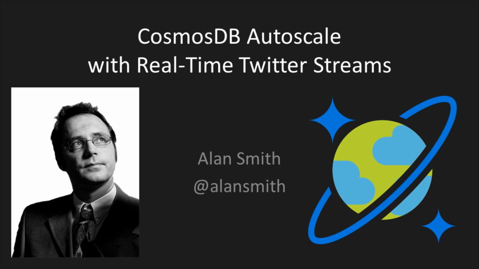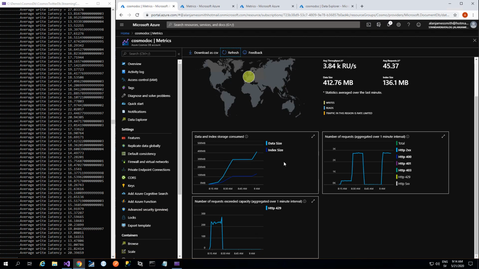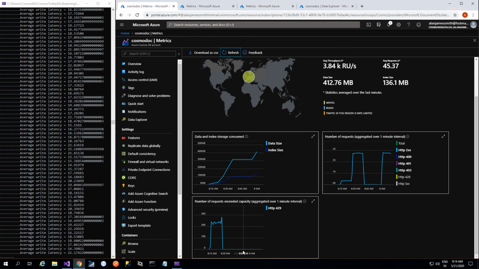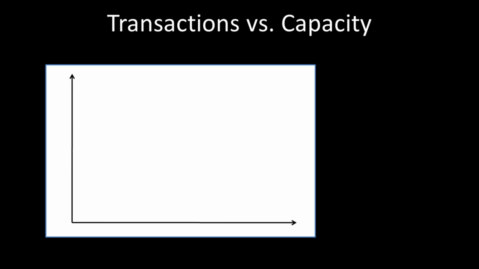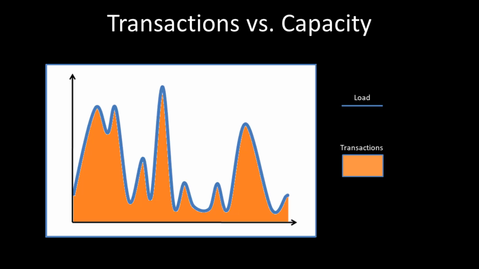Hi, my name's Alan Smith, and in this webcast I'll be demoing the Cosmos DB AutoScale functionality and seeing how it can react to varying loads with a real-time data stream from Twitter. With some services, like Azure Storage, you pay on a per transaction basis. So if you've got a variable load, you're going to be paying for the area under that load curve.